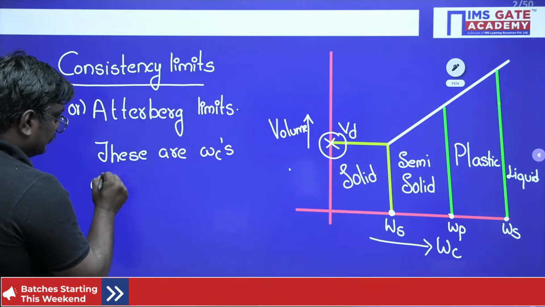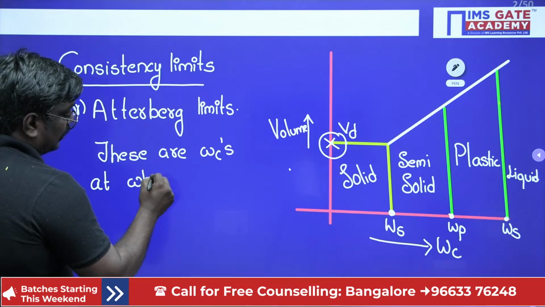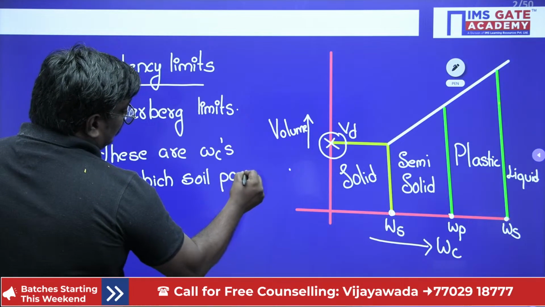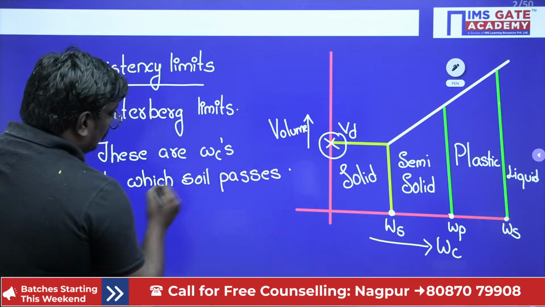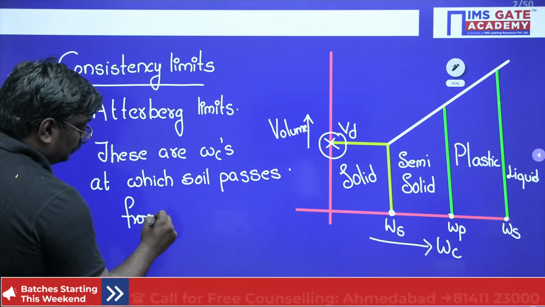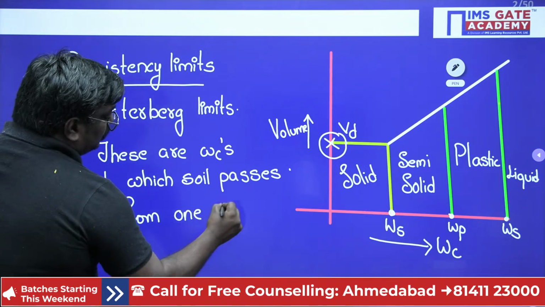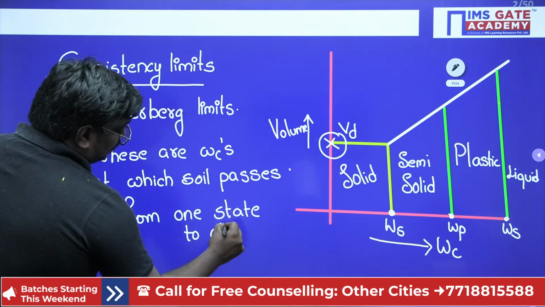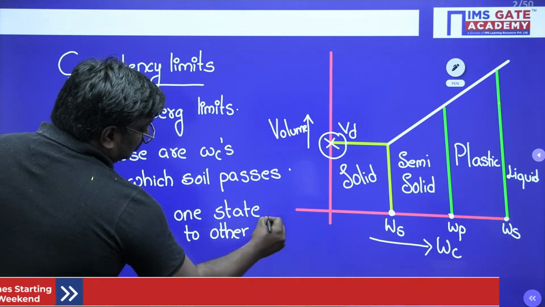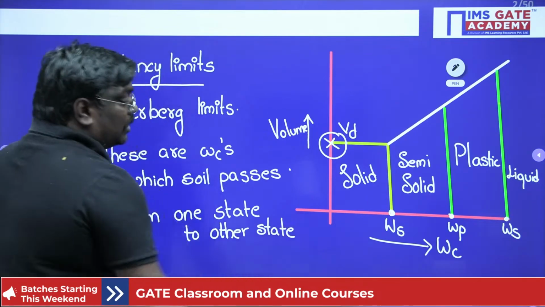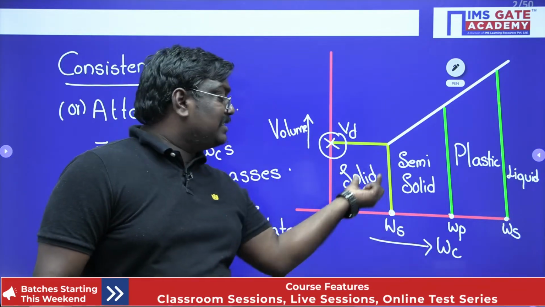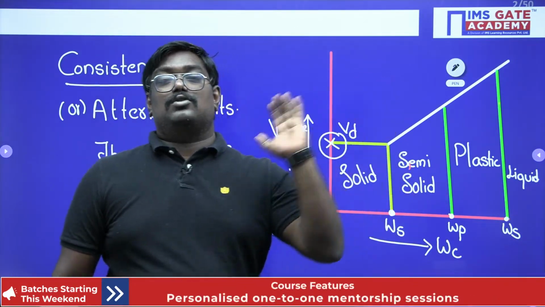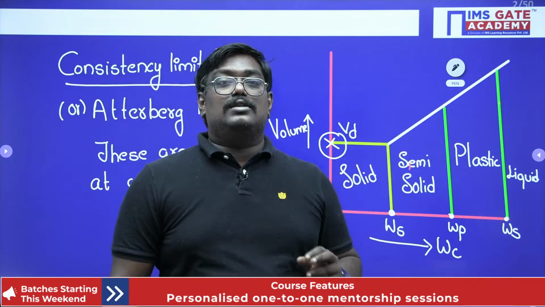What is meant by one state to the other state? You can see from the diagram, they are like a border. The Atterberg limits or consistency limits are like a border. Suppose you consider the shrinkage limit, it acts as a border between the solid state and the semi-solid state. Once the water content crosses the shrinkage limit, it will enter into the semi-solid state.